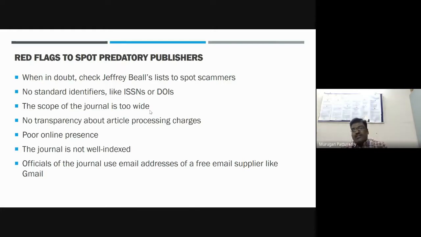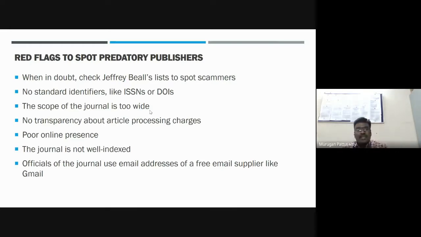No standard identifiers like ISSN and DOI. Suppose the journal is not giving DOI numbers for the published references; you have to question them about why they are not providing DOI. If they don't have an ISSN number, you can't trust it. It's not a journal, basically.